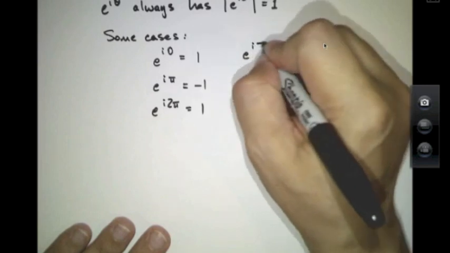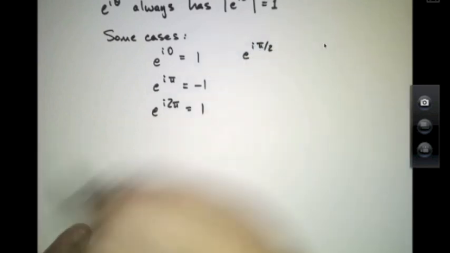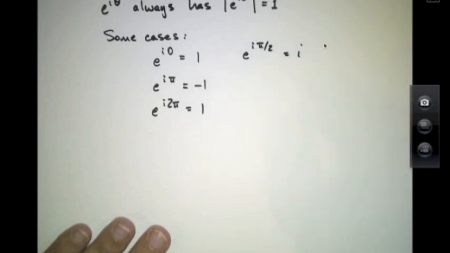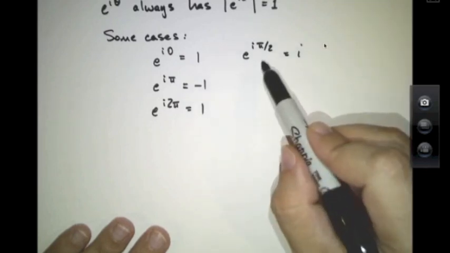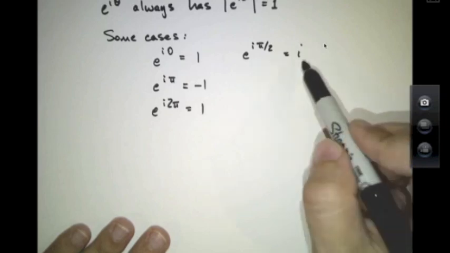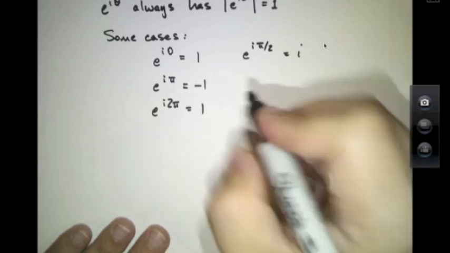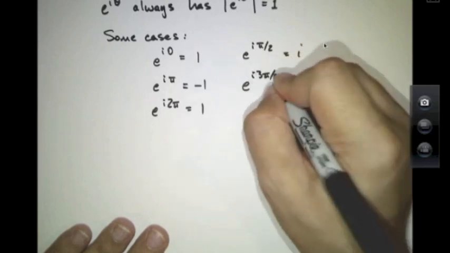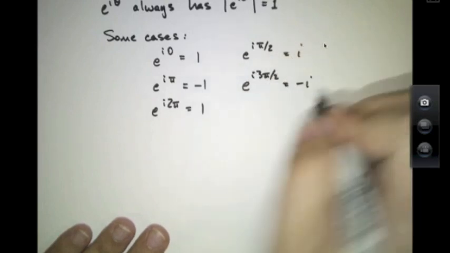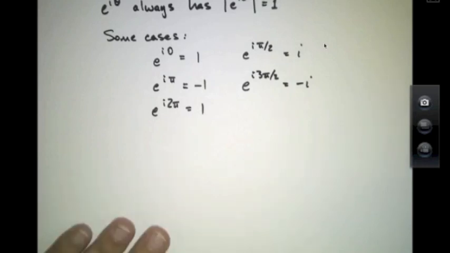e to the i pi over 2 is purely imaginary, has no real part at all, because cosine of pi over 2 is 0, plus i sine of pi over 2, well, sine of pi over 2 is 1. e to the i 3 pi over 2 is minus i. And in general, I can just compute the exponential of i times any number as the cosine of that number plus i times the sine of that number.